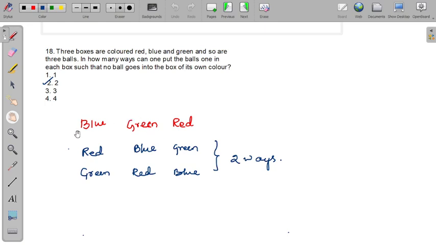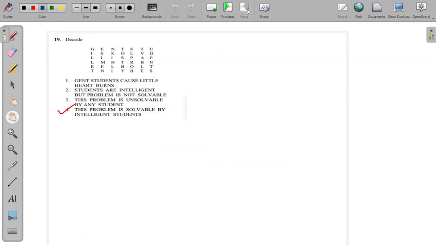So first I'll take the box blue. I should not place a blue ball in the blue box, so I'm placing red. The other possibilities are blue and green. I can't take green and red, green and blue, because green and green matches here, which is not possible. So red, if you take blue, green. If you put the green ball in the blue box, then the other possibilities will be red and blue. So there are only two ways to do that, hence the answer will be option 2.